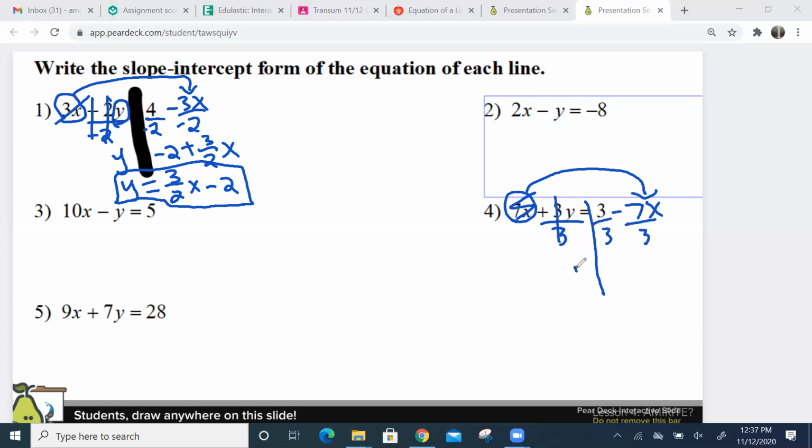So I get y is equal to 3 divided by 3 is 1 minus 7 over 3x. And then I just flip those. They don't change signs because they're not going over the equal sign. They just flip places. Okay. And that's how you do it.